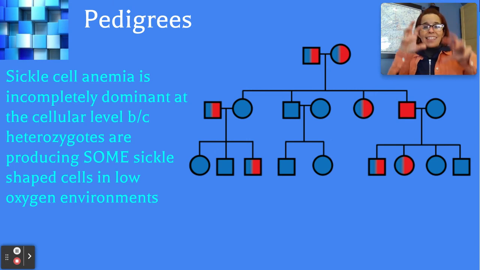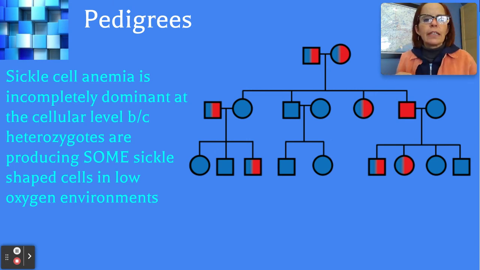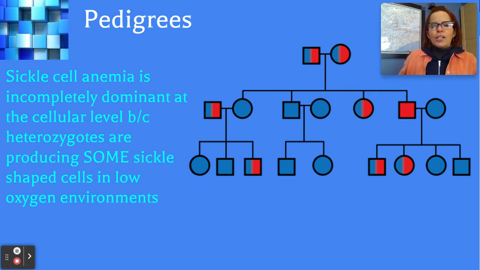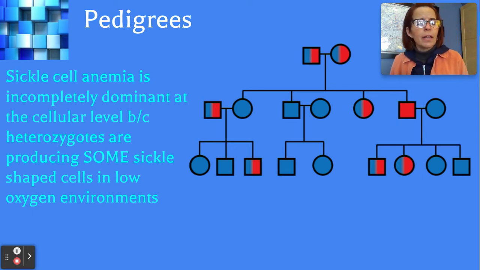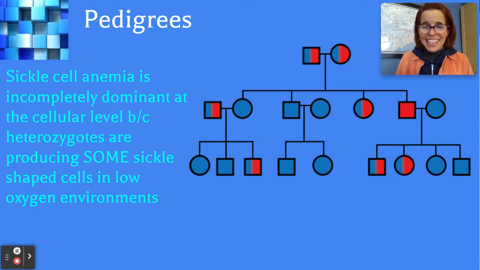Sometimes they show it as a box that's partially filled in, so it'll be a little bit of red or a little bit of black and white or something like that. So here's an example. Sickle cell anemia is incompletely dominant at the cellular level. Now, this might be confusing, but just listen, because heterozygotes are producing some sickle-shaped cells in low oxygen environments. So they are incompletely dominant.